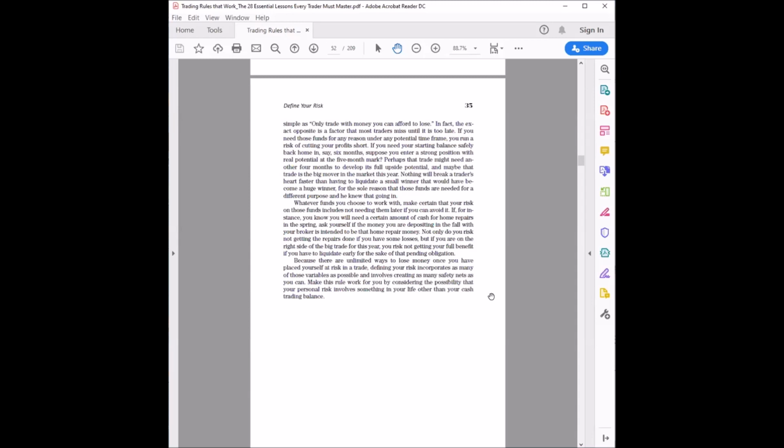He says not only do you risk not getting repaired, so he's talking about repairing a car or a house, it's just too much. You will not succeed in trading if you are trying to trade with money that will cause you to get emotional when you lose it.